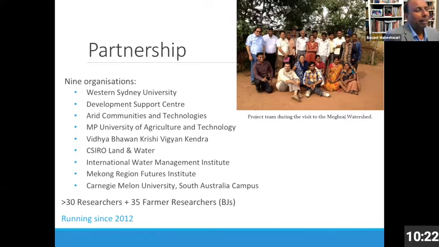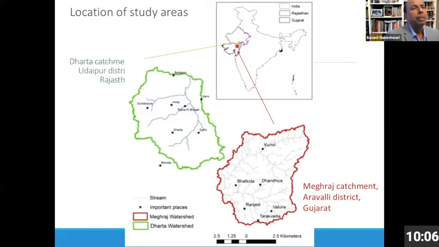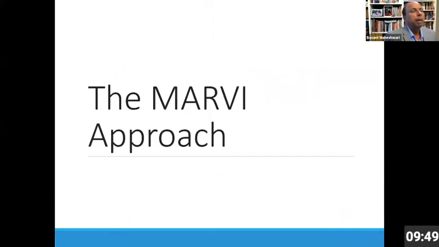So this was really a transdisciplinary approach. We had people from engineering background, agronomy, social science, economics, and so on. Next one, please. And this project was conducted in 2 sites, one in Gujarat and one in Rajasthan. And we selected 2 watersheds, and both are about 5,000 hectare in area. Next one, please. So the MARVI approach.